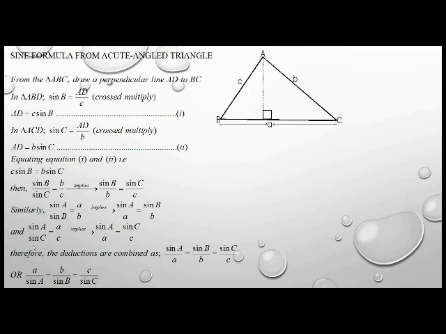C over C. That is the reason why we deduce that if we combine everything together, we have sine A over A equal to sine B over B, which is equal to sine C over C. Or all the sides can be the numerator, while the angles will be the denominator. That is A over sine A equal to B over sine B, which is equal to C over sine C. Now, that is if we look at it from the acute angle.